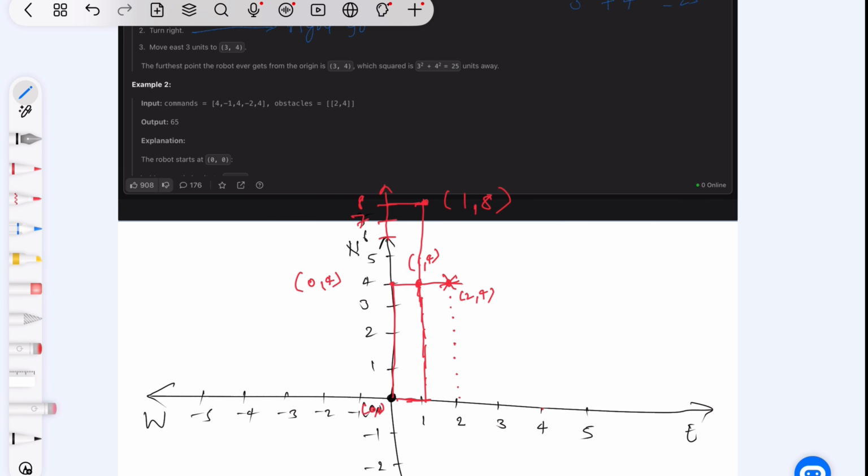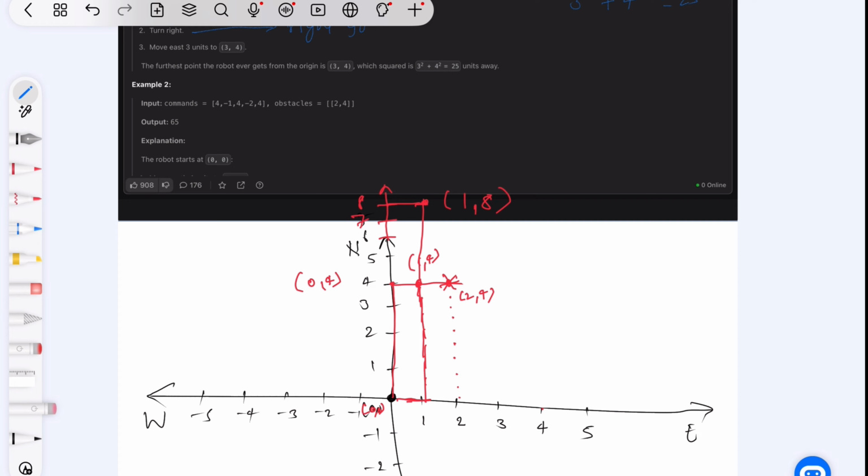After this we have been given -1. -1 means you have to go in the right direction. In the right direction, how many units will you go? 4 units. When you move here, you go 1 unit by 1 unit. So when you take the very first unit, what you will observe is that we have an obstacle at 2, 4. So you cannot cross this line, and you will stay here itself. You will not move from here.